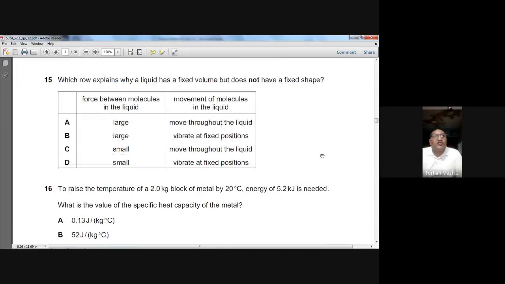Question number 15 is on your screen. Which row explains why a liquid has a fixed volume but does not have a fixed shape? The liquid has a fixed volume, but it does not have a fixed shape. It occupies the shape of the container, but its volume is fixed. So the reason is that the forces between the molecules are large, and the molecules in a liquid move throughout the liquid. That is the reason. Simple. For this straightforward question number 15, A is the option.